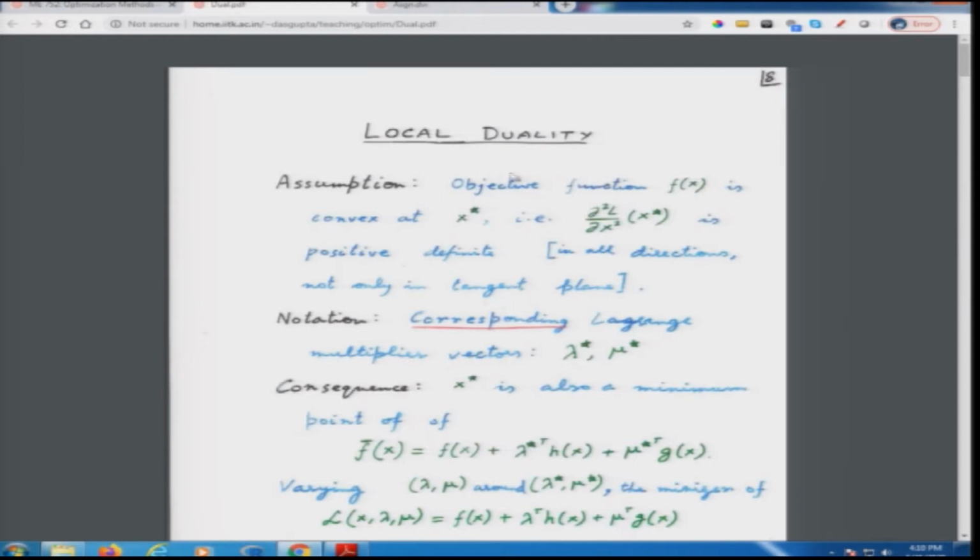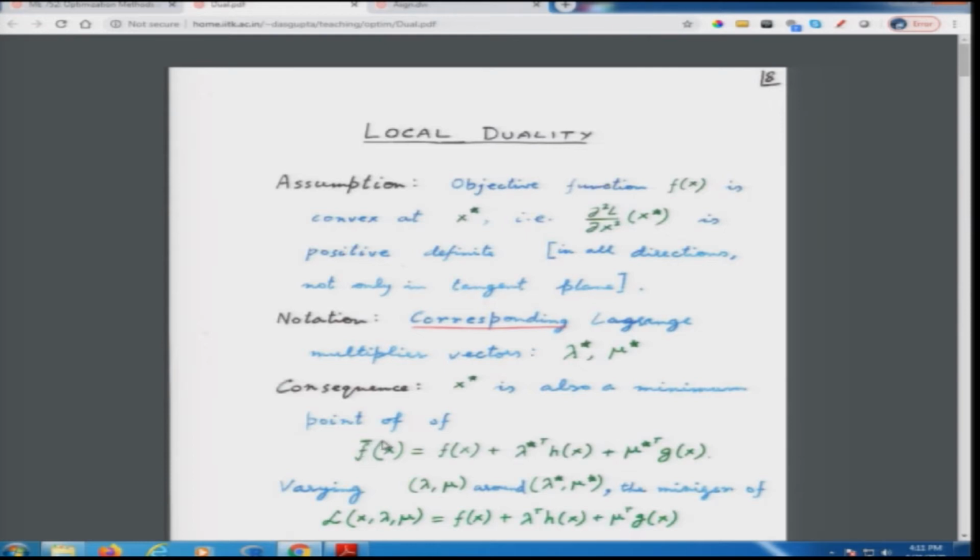Now, the consequence of this assumption is that x star is also a local minimum point of this function. Now, what is this function? This is the Lagrangian function with the correct values of Lagrange multipliers provided. X is left as variable. So, this is a function of x. So, Lagrangian is a function of x lambda mu, and when you put the lambda star mu star correct values, which for an algorithm to begin with you do not know, but if you knew from somewhere and if you put that, then the function that you get in hand, that is what we are right now calling as f bar.